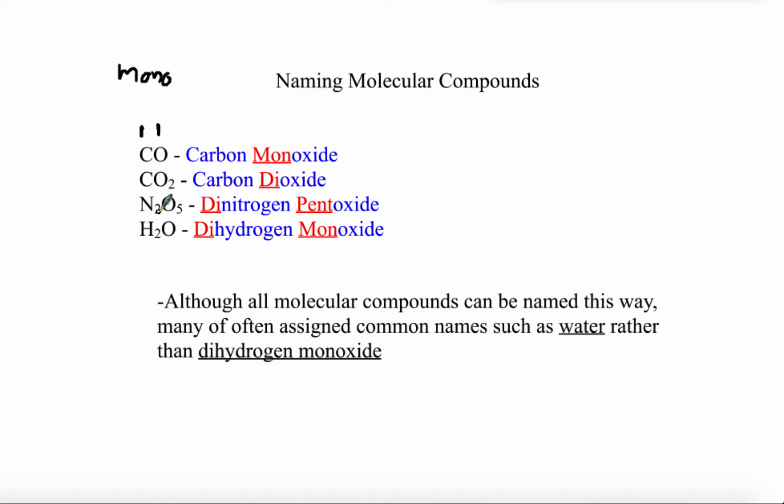We have two nitrogen, five oxygen. So nitrogen and oxygen are my two elements. The two nitrogen means I take a di, so dinitrogen, two nitrogen. And then penta is the prefix for 5, so pentoxide, so dinitrogen pentoxide tells me 2 nitrogen, 5 oxygen. And then here's something familiar, H2O. Again here, 2 hydrogen, 1 oxygen, so dihydrogen monoxide, 2 H, 1 O.